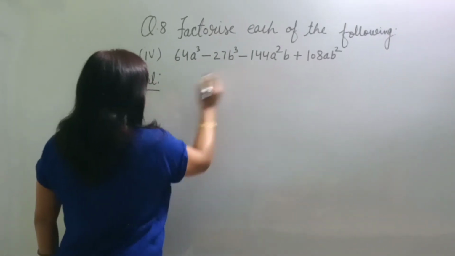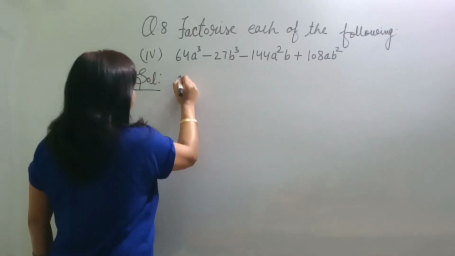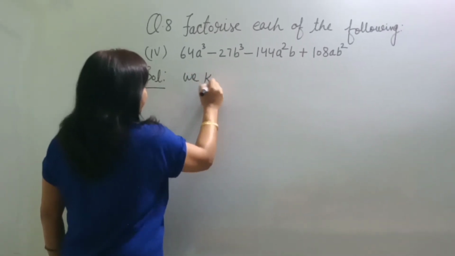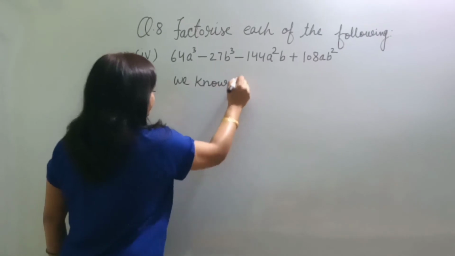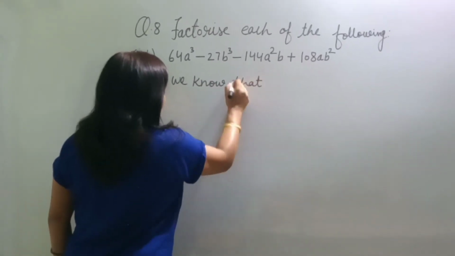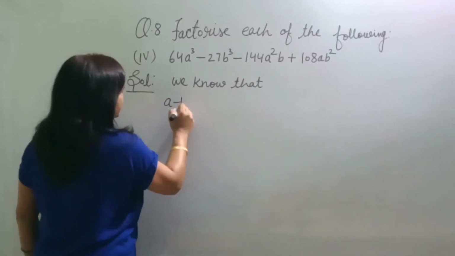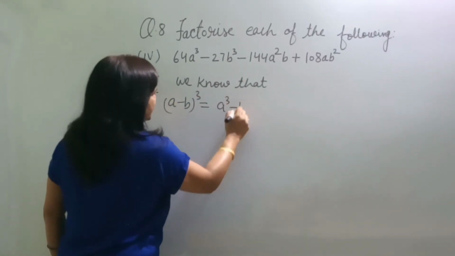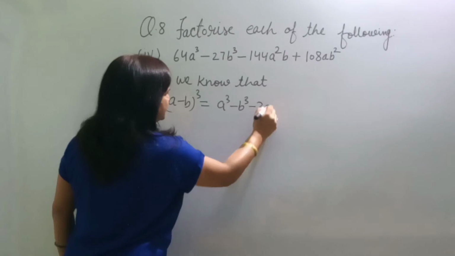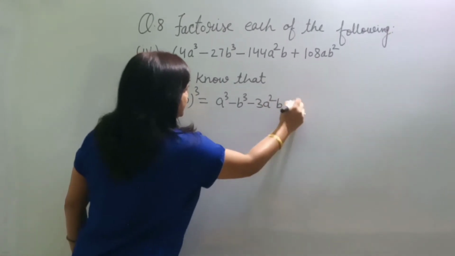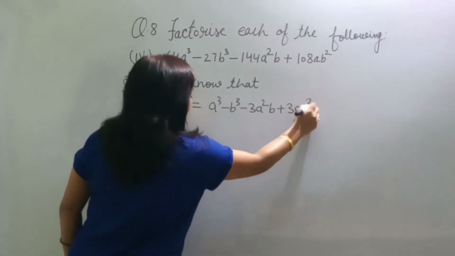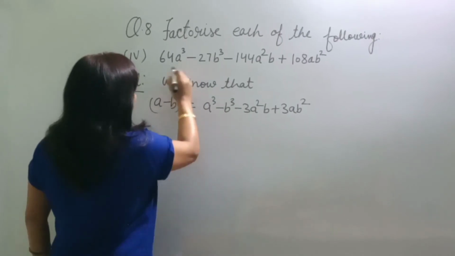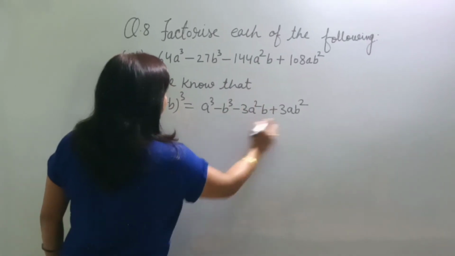According to this expression, we will use the identity. So here we know that (a minus b) whole cube is equal to a cube minus b cube minus 3a square b plus 3ab square. Now we will convert this expression in the form of this expression.